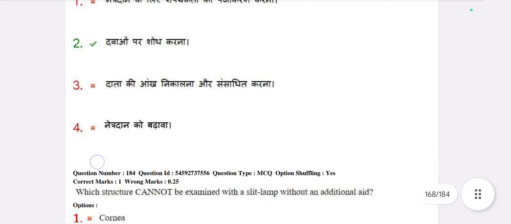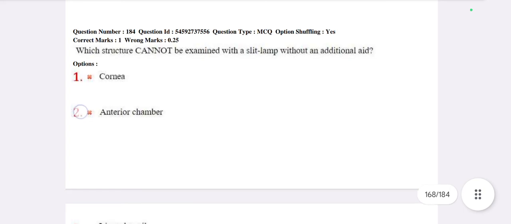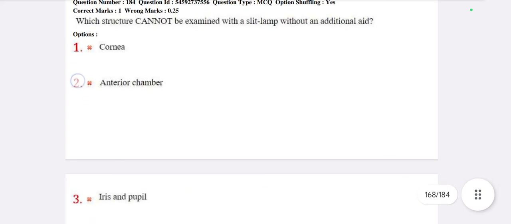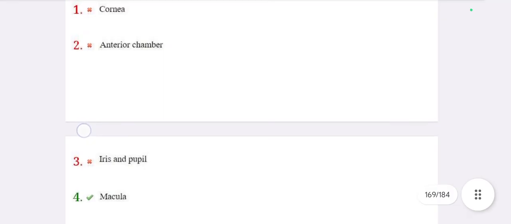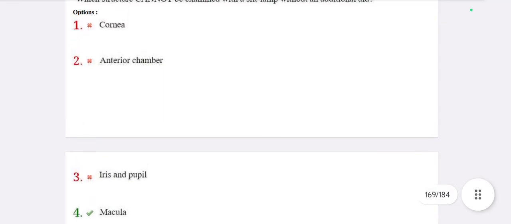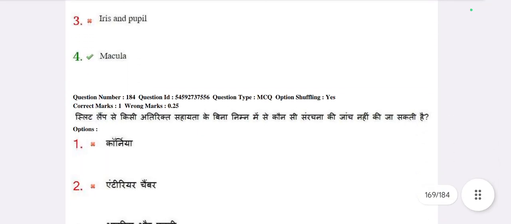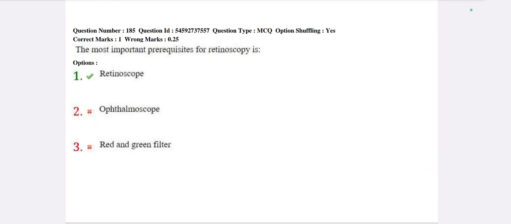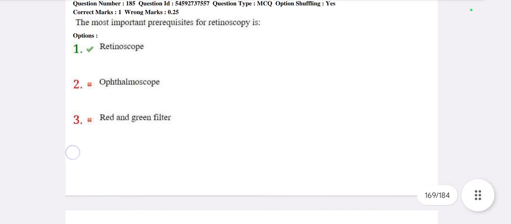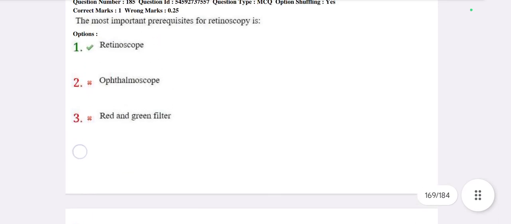Next question is, which structure cannot be examined with a slit lamp without an additional aid? Options are cornea, second anterior chamber, third iris and pupil, fourth macula. Our correct answer is fourth, macula. Next question is, the most important prerequisite for retinoscopy is: first retinoscope, second ophthalmoscope, third red and green filter, fourth Snellen's chart. Our correct answer is retinoscope.